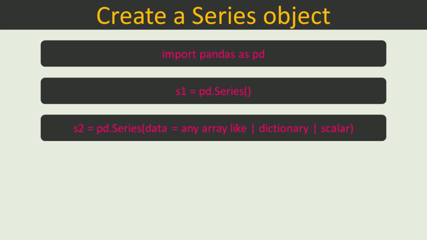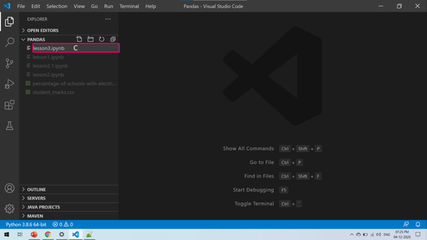To create a series object with some data, you have to use the syntax as given for the variable s2. In this case, we will pass a parameter to the series constructor, and the parameter should be either an array-like object or it could be a dictionary or a scalar object. For more details regarding the creation of the series object, refer to the URL as given here. Now let's jump into how to create a series object and use it in Python.